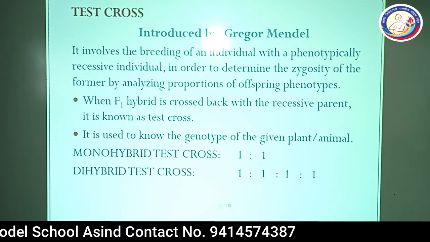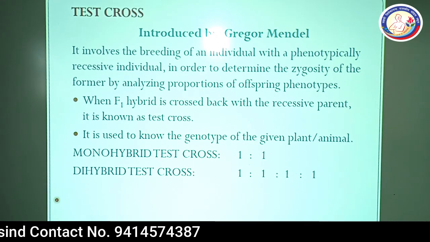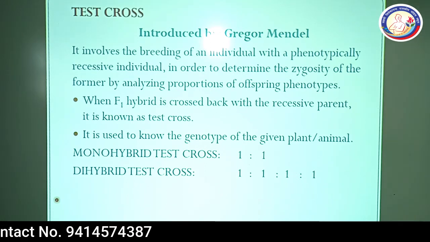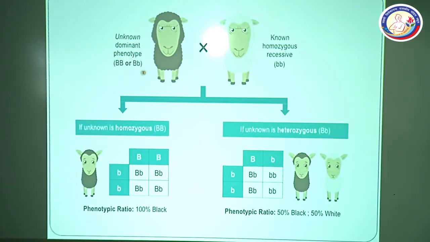So you need to memorize these two. Monohybrid test cross is 1:1 and dihybrid test cross is 1:1:1:1. You can see, suppose these are the two sheep given here, unknown dominant phenotype. We don't know what is the genotype here. Either it is pure black or impure black here. Pure black stands for capital B capital B, and impure stands for capital B small b. This is the white animal. You can see homozygous recessive small b small b. This is confirmed, this is recessive.